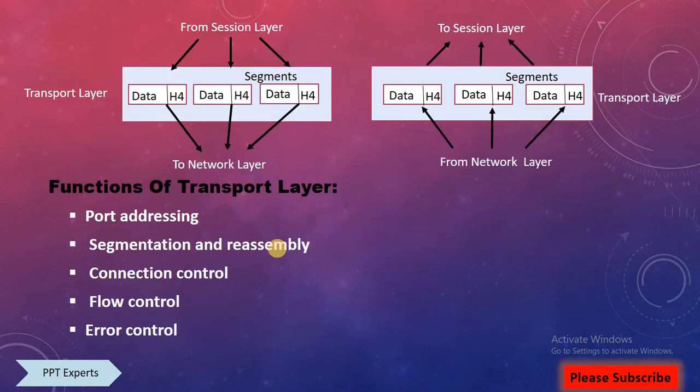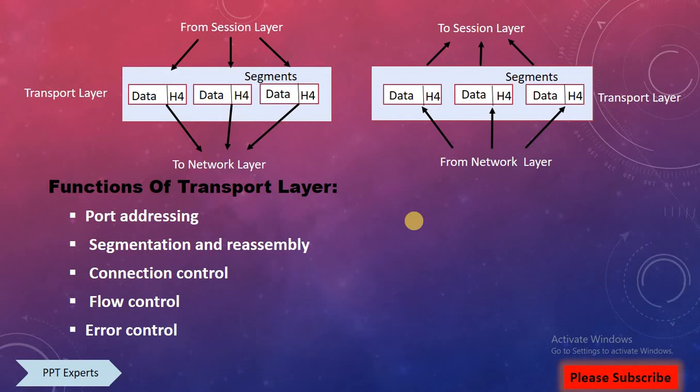This is the diagrammatic representation of the transport layer. Data is received from the session layer, and segmentation and reordering is done in the transport layer. Then after going through further layers, the data gets back to the session layer again. So the functions of the transport layer are port addressing, addressing the port from which the data was sent, like port 80, port 21, port 79, from which port it has come.